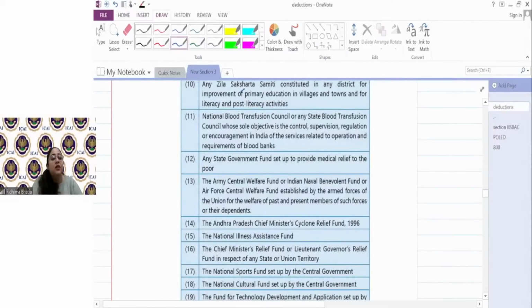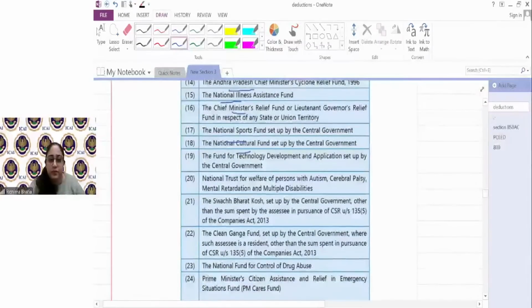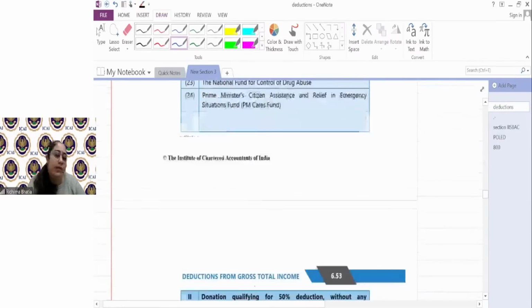अदरवाइज सारे overall India के welfare के related funds हैं. All of them are covered under Chief Minister या National या Prime Minister. All of them are covered under my category of 100% deduction. Central government का कोई भी fund is coming under my 100% deduction.